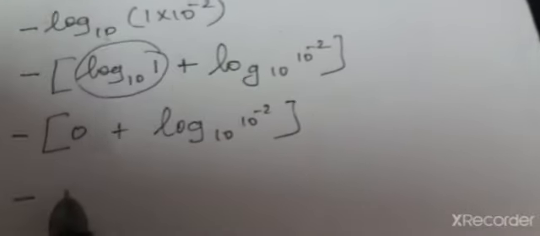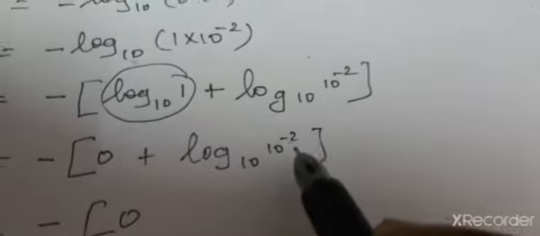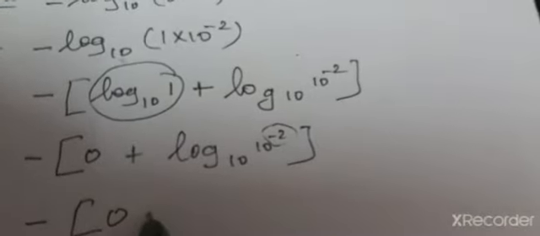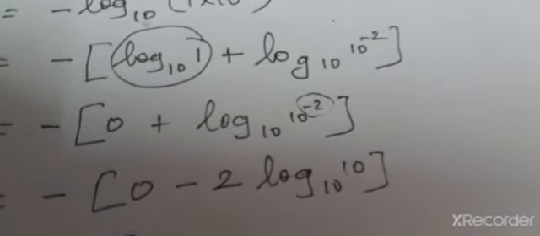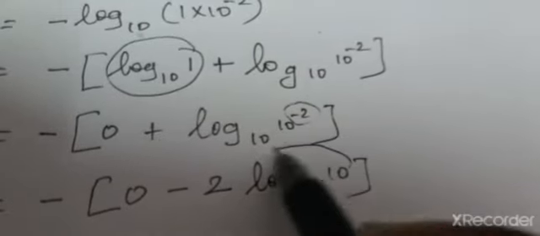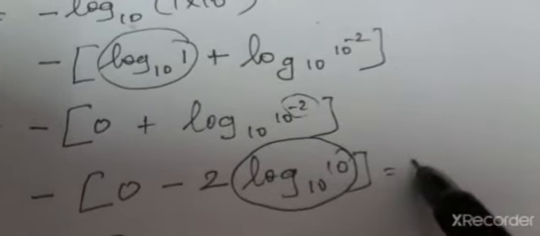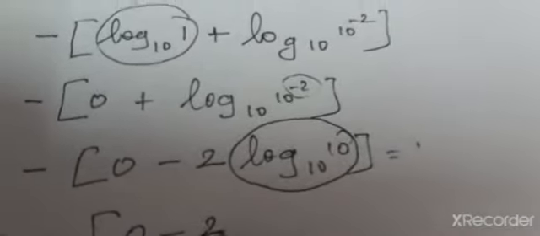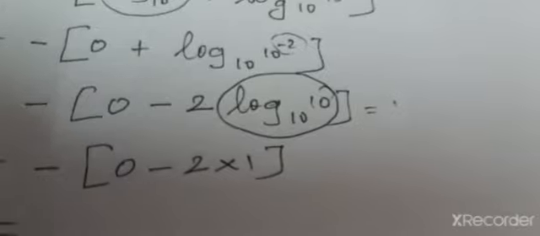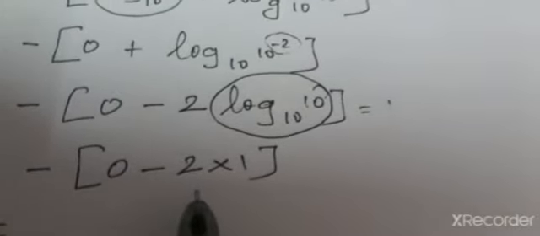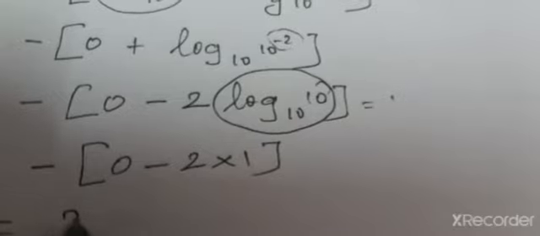Next step, minus 0. This minus 2 you can bring here, minus 2 log 10. See, minus 0 minus, and the value of log 10 power 10 is equal to 1. So you can write minus 2 into 1. Minus into minus gives plus, 2 into 1, 2.